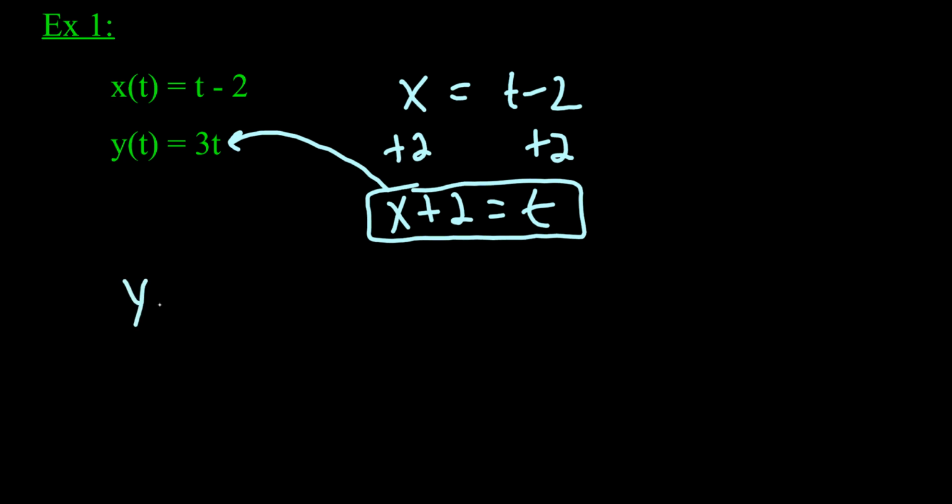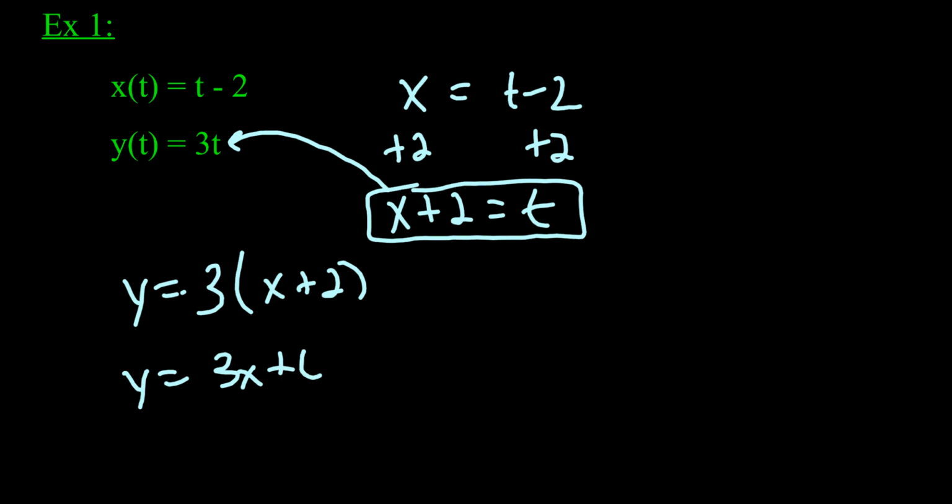So this is y equals 3 times t, but we said t is x plus 2. So then we get y equals 3x plus 6. And that would be your rectangular equation. It's the same as the parametric equation, just written with only x's and y's. All right, so that's a pretty basic example, not a whole lot of challenging algebra. Solve for t, plug it in.